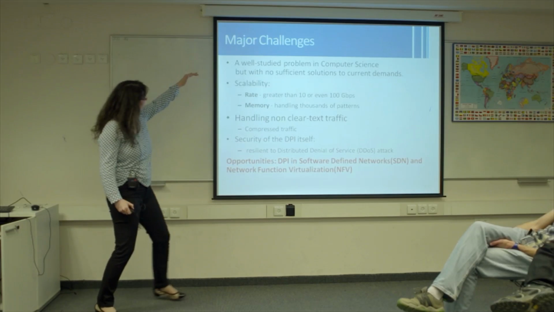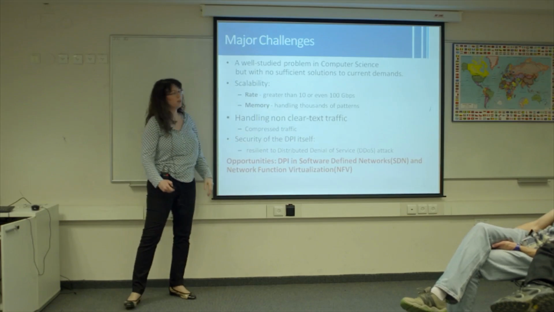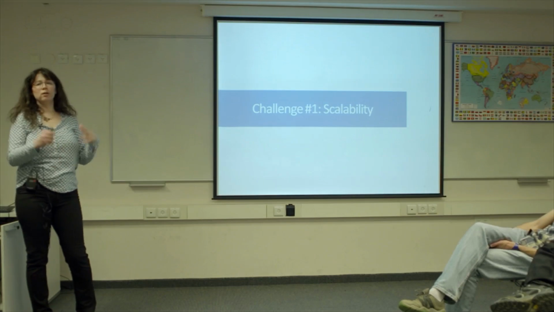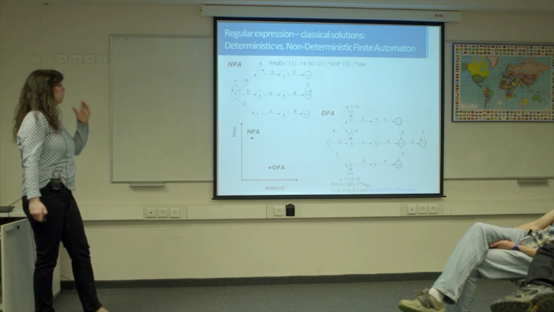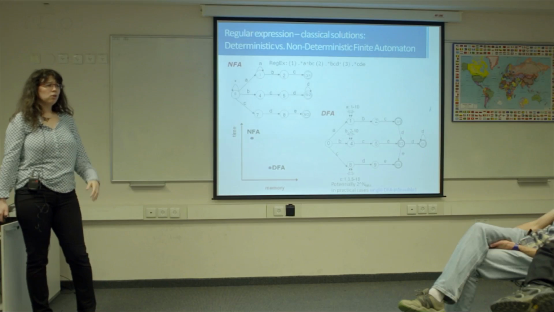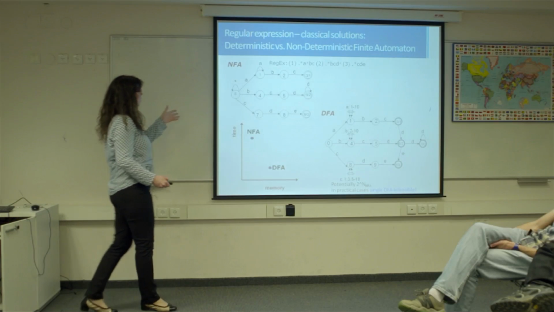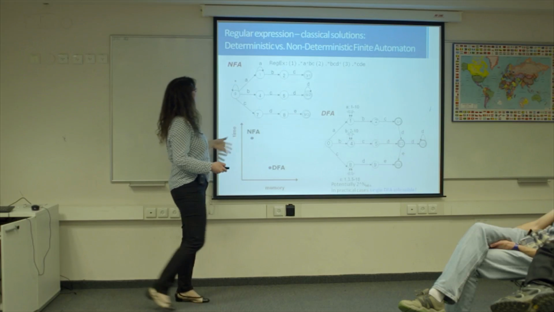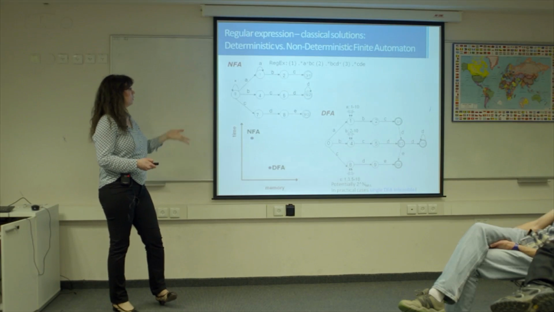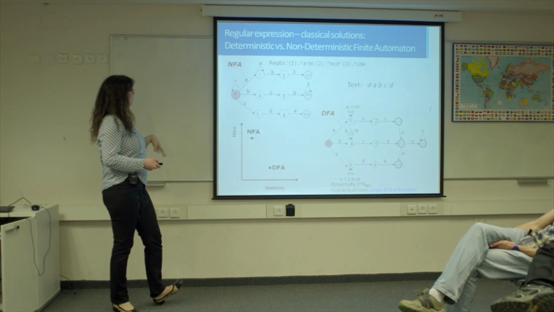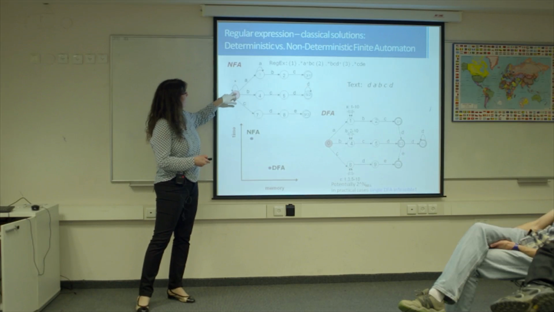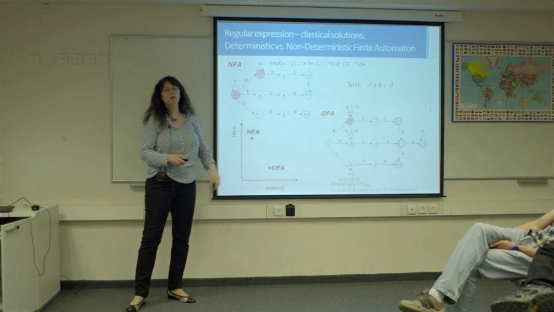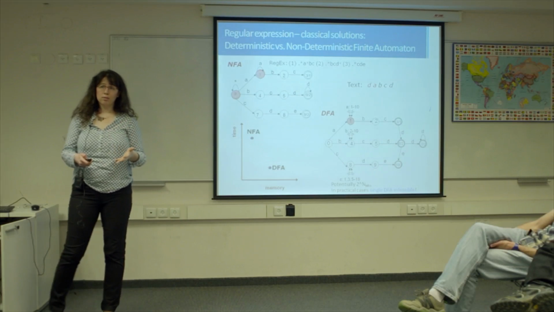So this is more or less the agenda of today. Okay? So first challenge, I want to explain why you have a scalability problem. The basic solution you have for finding regular expression, here you have an example of a regular expression, is NFA and DFA. NFA, you have a finite automata where in each character you move to one or several active states.